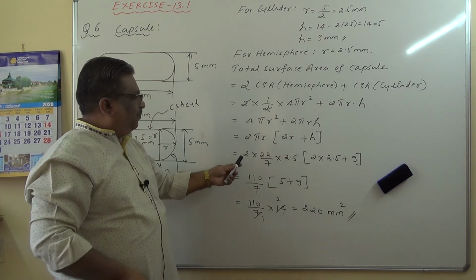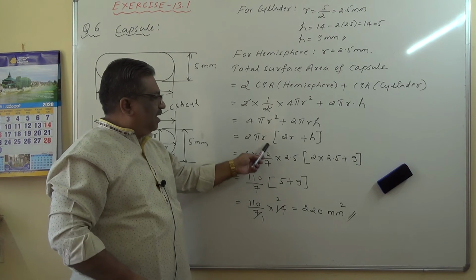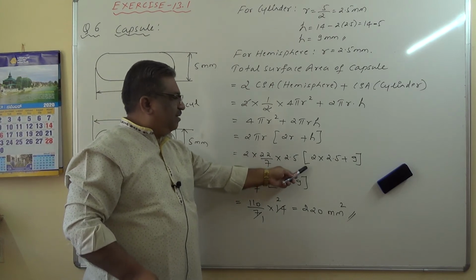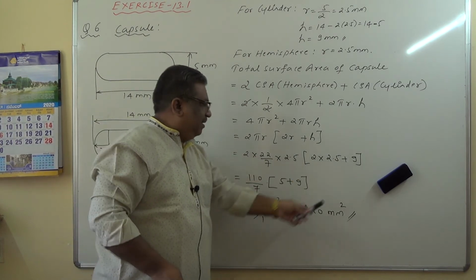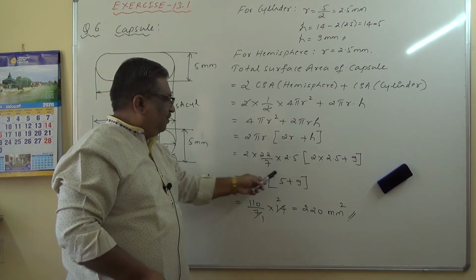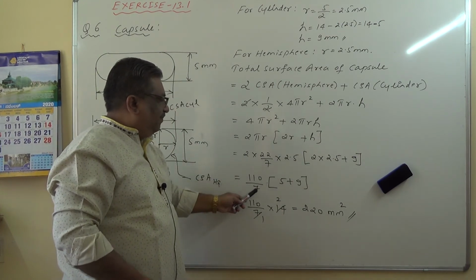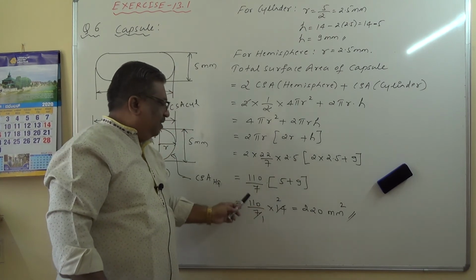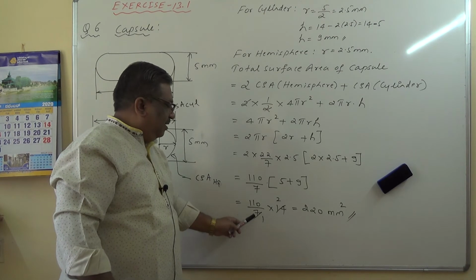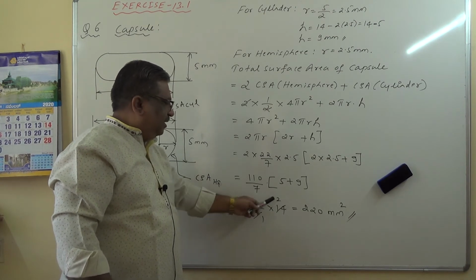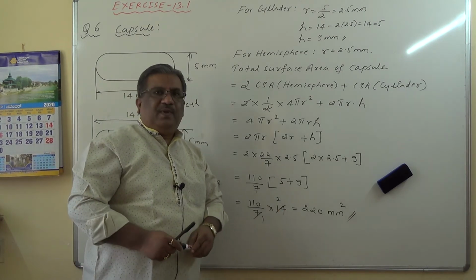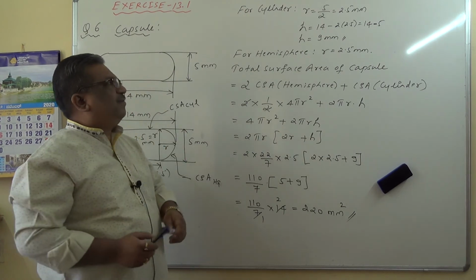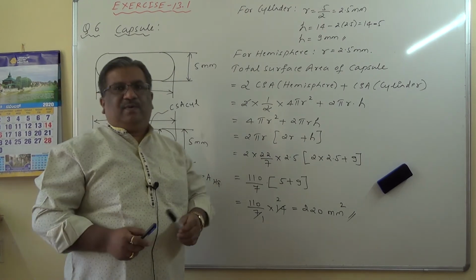Substitute the values now. 2 into 22 by 7, r is 2.5, into bracket 2 into 2.5 plus 9. If you work it out, it is 110 by 7, inside 5 plus 9, which is 14 millimeter. So 110 by 7 into 14, 7 twos are 14, 110 into 2, 220 square millimeter. So in simple words, this is how you can find the total surface area of the capsule. Make a note of this.